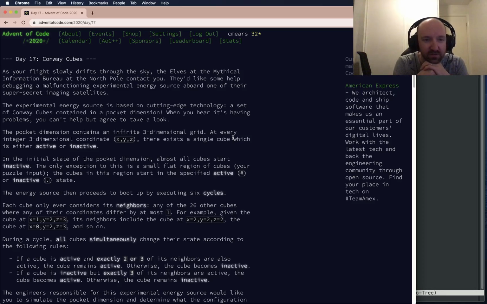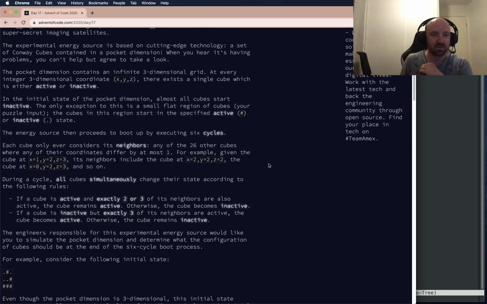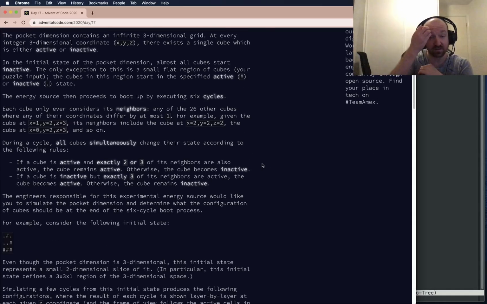We've got an infinite three-dimensional grid. At every integer coordinate there is a cube, which is either active or inactive. They're almost all inactive except for a small flat region, which is our input. Some of them are active and some of them are not. The energy source boots up by executing 6 cycles. Each cube only ever considers its neighbors, which is any of the 26 other cubes it's adjacent to.